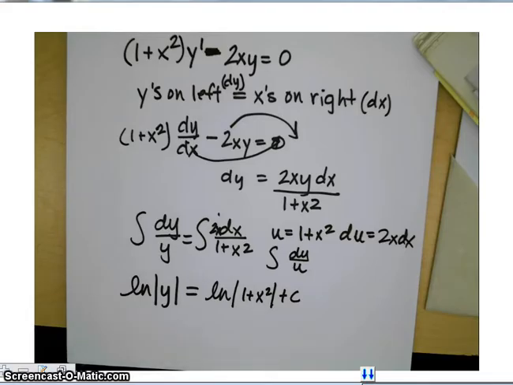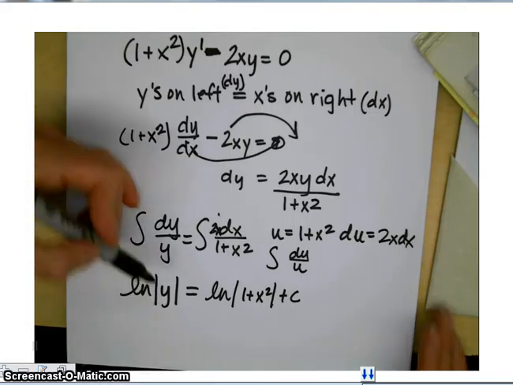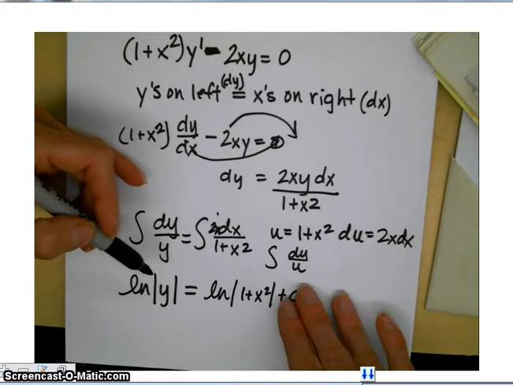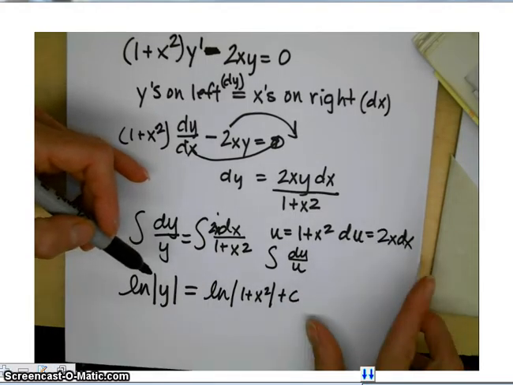Okay? Now, this is the function that has this for a derivative. That's what we're always looking for when we solve a differential equation. But this is not the format that mathematicians or scientists who would be using this type of equation like. So what we're going to do is get the y by itself. So what can I do to get y by itself here?